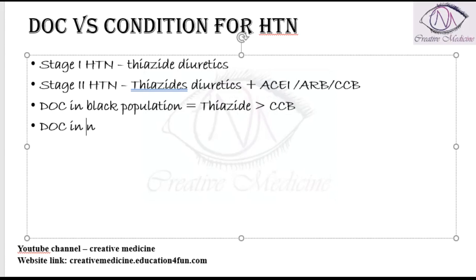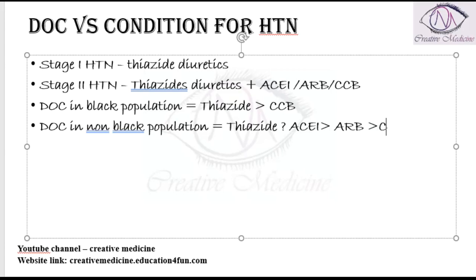Then the drug of choice in the non-black population is mainly the thiazide diuretics. But if thiazide diuretics are not given in the options, then angiotensin converting enzyme inhibitors, or we can also give angiotensin receptor blockers, and if these are not there, then calcium channel blockers at the end. So this is how we give for black and non-black population.